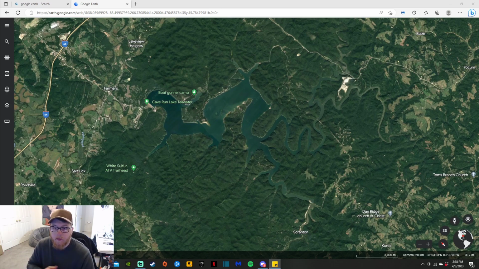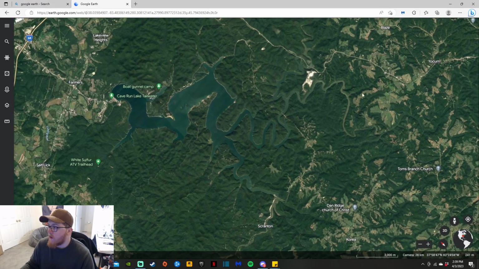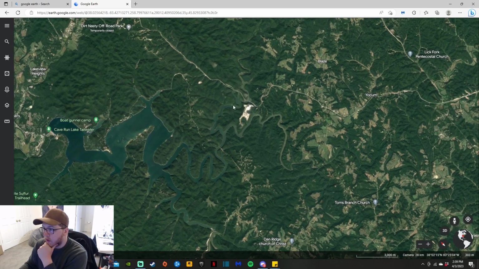So how you really branch out and look for new locations is, I would recommend you research and get a generalized idea of the area you want to fish. Let's say for this case you're at Cave Run Lake here. All of this right here is going to have fish in it. You're going to have to find them, but like most river systems, there are fish in it.